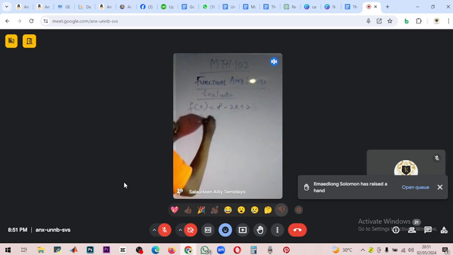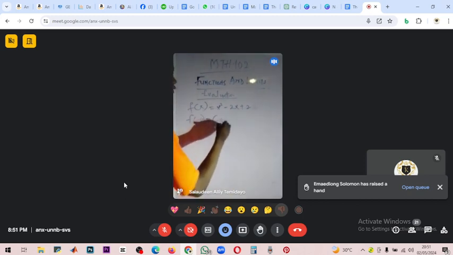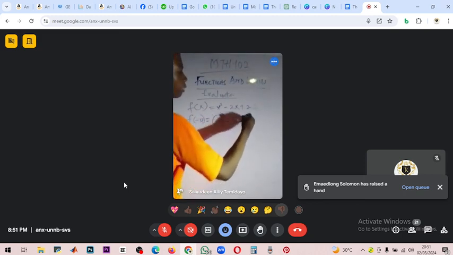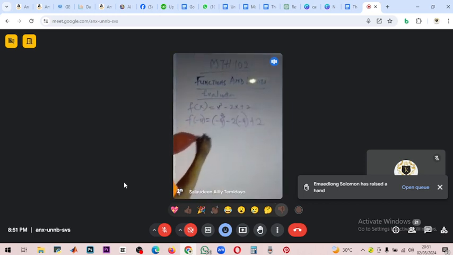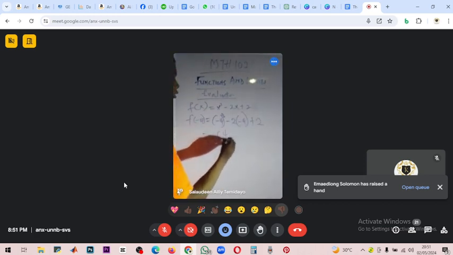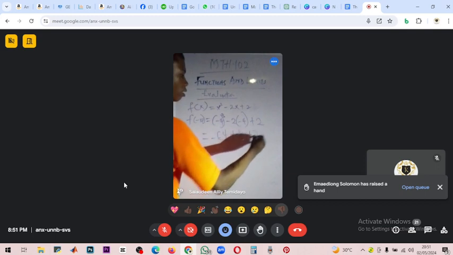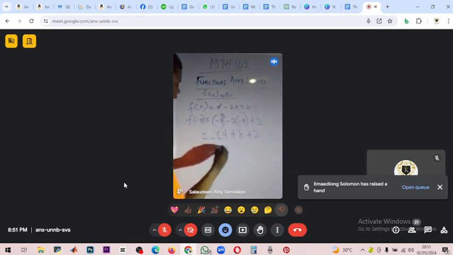So f of minus 4 would be equal to minus 4 cubed minus 2 times minus 4 plus this 2 here. I'm having minus 64 plus 8 plus 2. That's minus 54. So f of minus 4 equals minus 54. And that's how it goes.